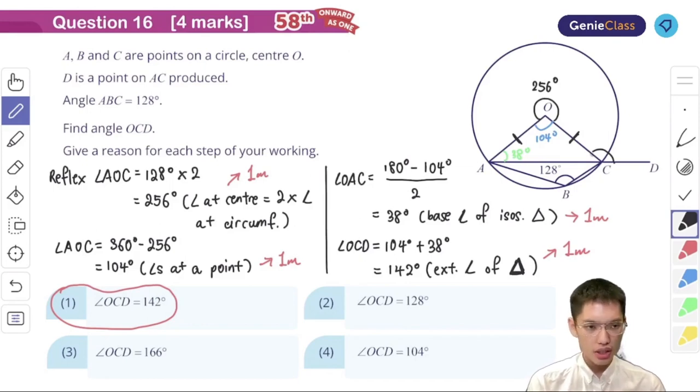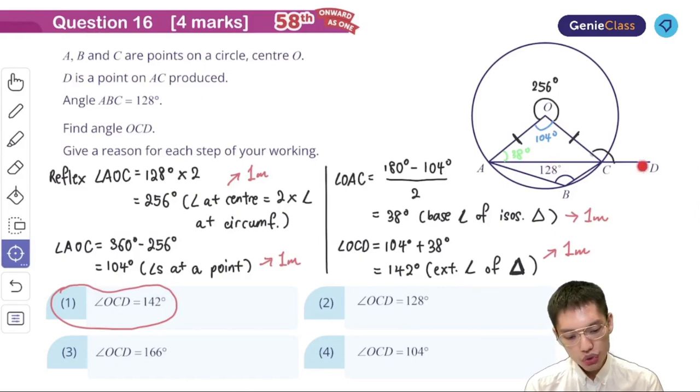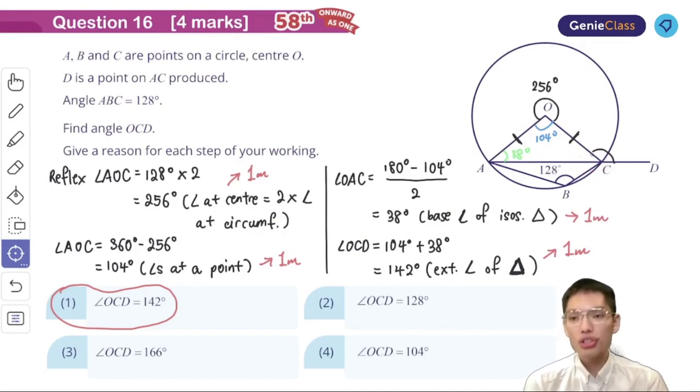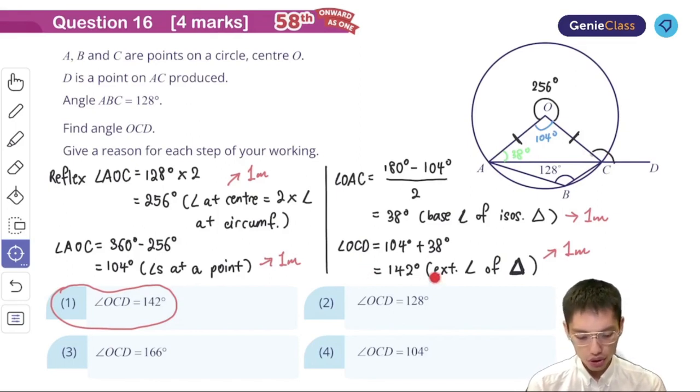Yeah, I think you guys got it, just a little shy to type it out. So what happens? We have angles on a straight line. Instead of finding this angle OAC, I can find OCA, which is 38 as well. Then if you take 180 minus 38, you still get 142, angles on a straight line.